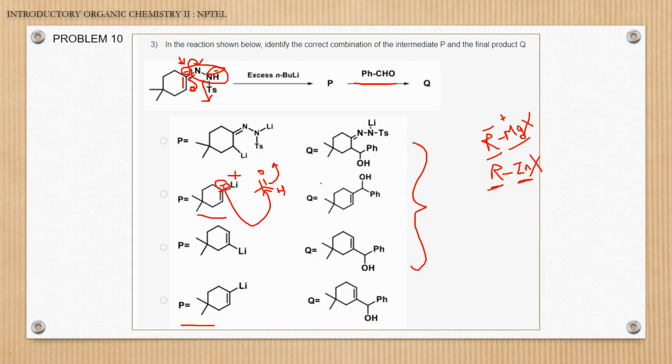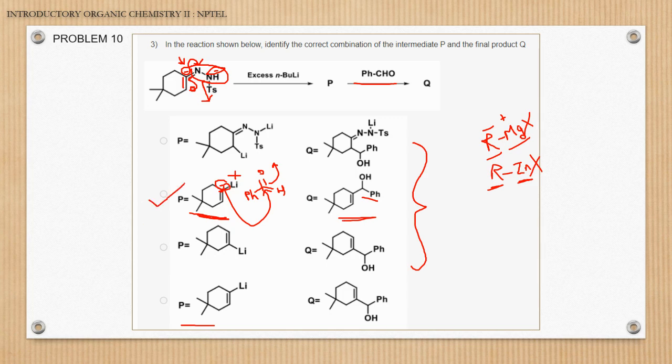Second option, because here at this position you will get the formation of alcohol. Benzaldehyde, PhCHO, which means this negative charge will attack on this carbonyl carbon, will go up, and you will get an OH and Ph at this position. So here you will get P as this product, Q as this alcohol. So second option will be the correct one.